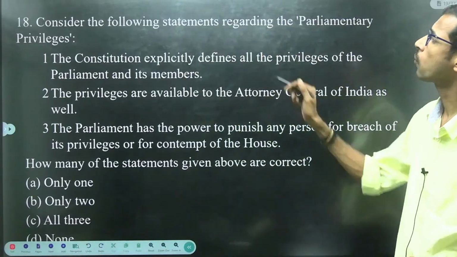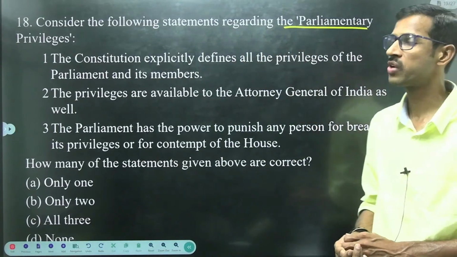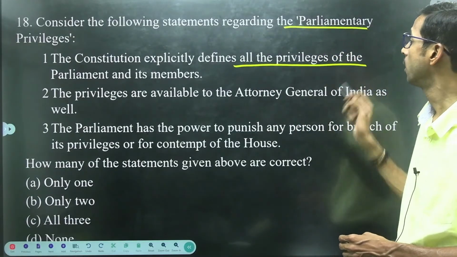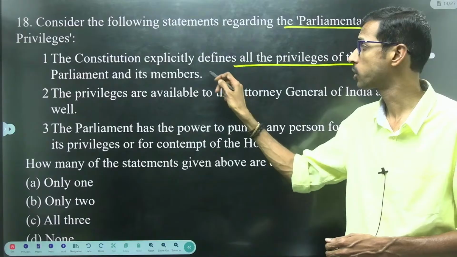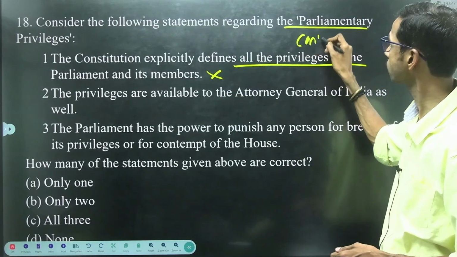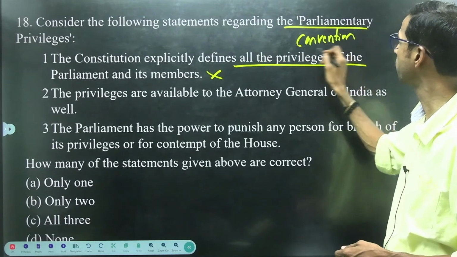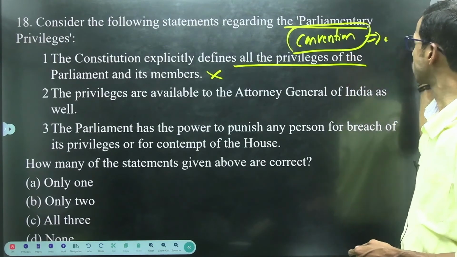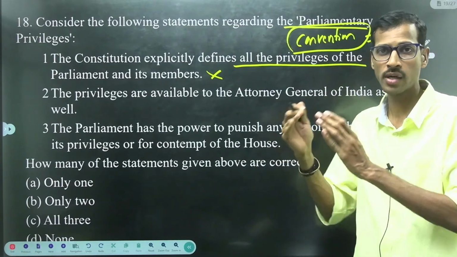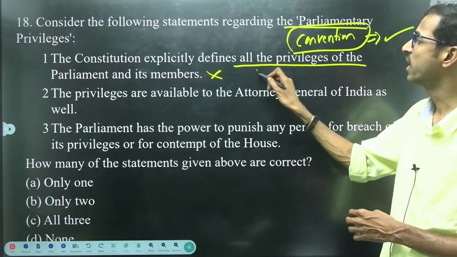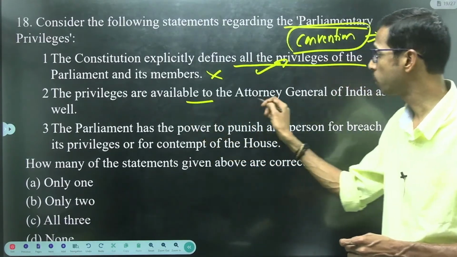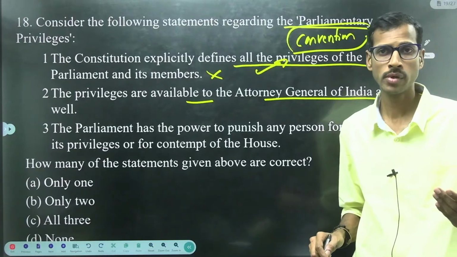Next, consider the following statements regarding parliamentary privileges. The statement that the Constitution explicitly defines the privileges of Parliament and its members is not correct. Why? Because it is a convention only. We have been following it from the British House of Commons, traditionally and conventionally, but it is not explicitly defined in the Constitution. Next, privileges are available to the Attorney General of India as well, right?